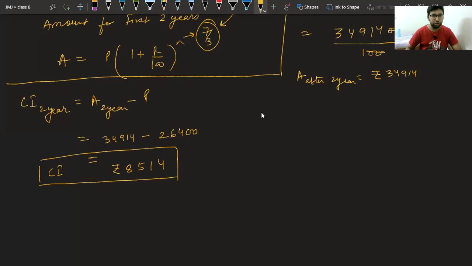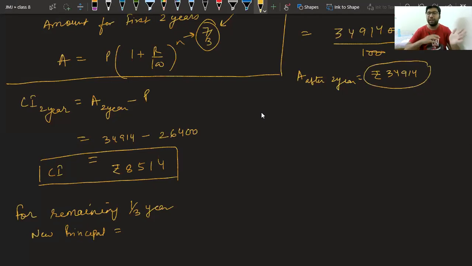Now for the remaining 1/3 year, tell me what is the principal. For the remaining 1/3 year, what is the new principal? This will be the amount that we received after 2 years, which is 34,914. Because in compound interest we know the interest gets added to the principal and we get a new principal.